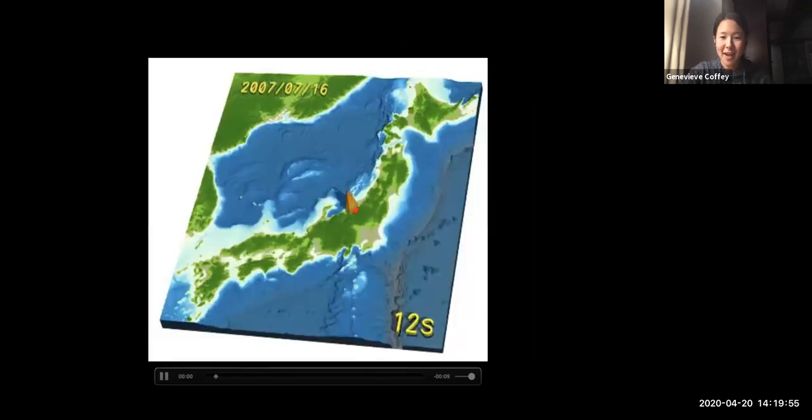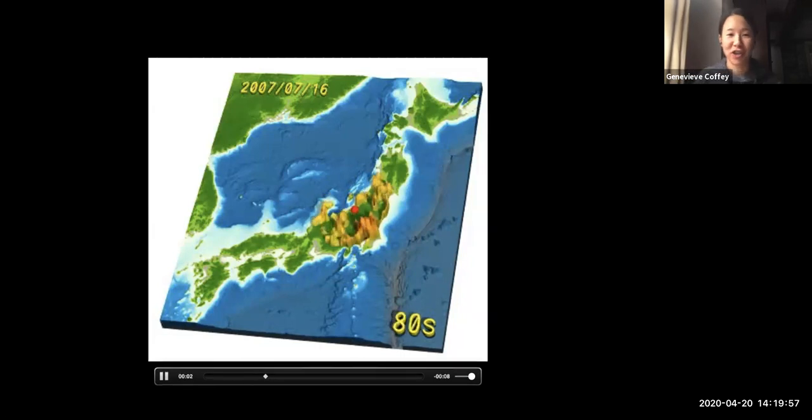People often say that it sounds like thunder to them, a kind of low rumbling noise. This is actually an earthquake that occurred in Japan in 2007. It occurred where that red circle is here.